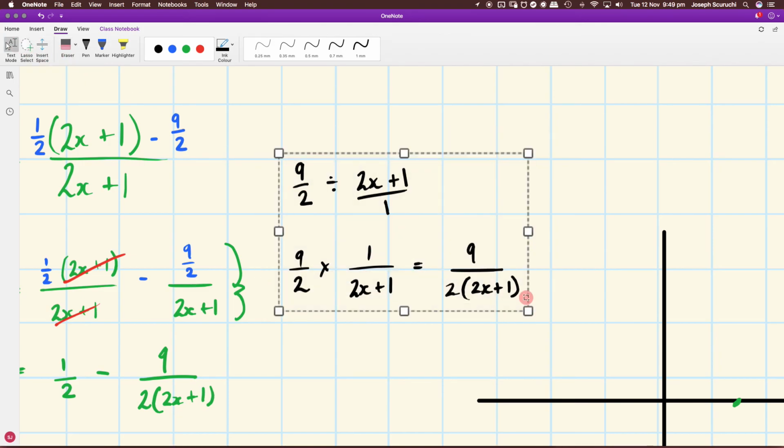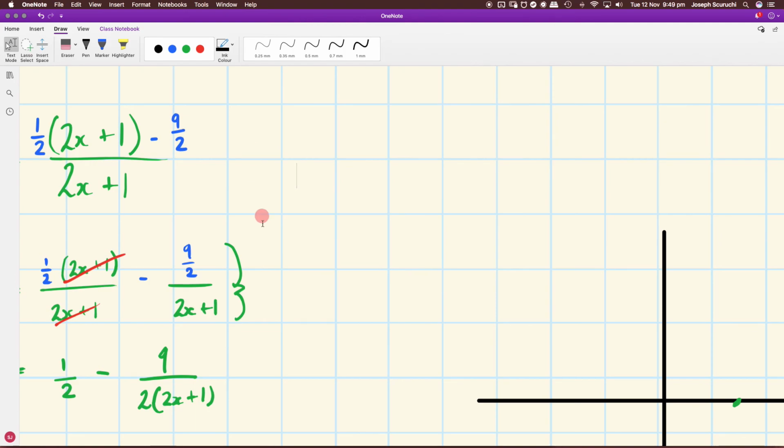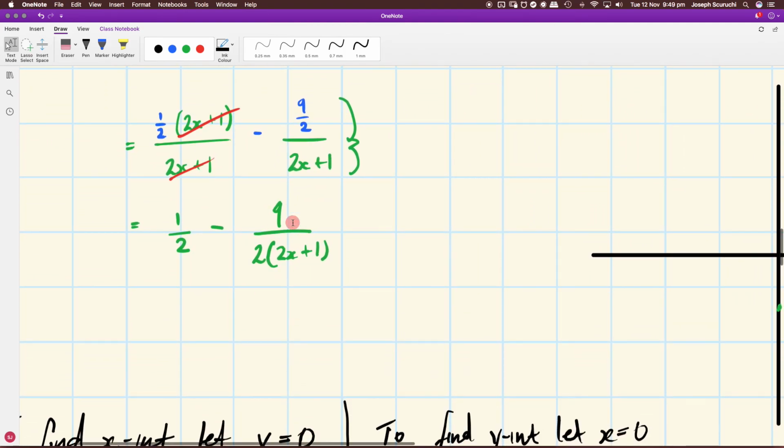Let me now get rid of that. Delete. Doesn't want to delete. Oh, delete. Alright. So now I have this. And I would go, okay, I need to write down my asymptotes. So my y asymptote is going to be a half from here. And my x asymptote will be negative a half.